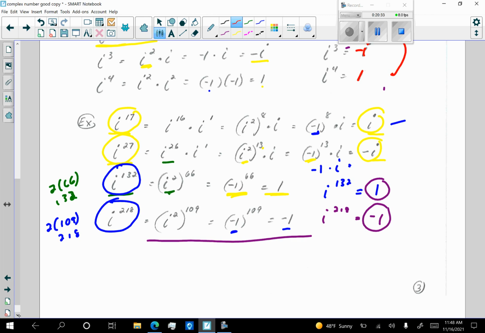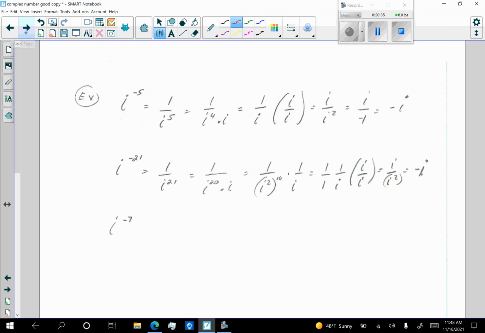Okay, let's do one more page. We're at about 20 minutes on this video. Let's do one. So look at this. I have I to the negative 5 power. What I'm going to do is go back to that third property of exponents from algebra that says 1 over x to the n is the same as x to the negative n. And that goes both ways.